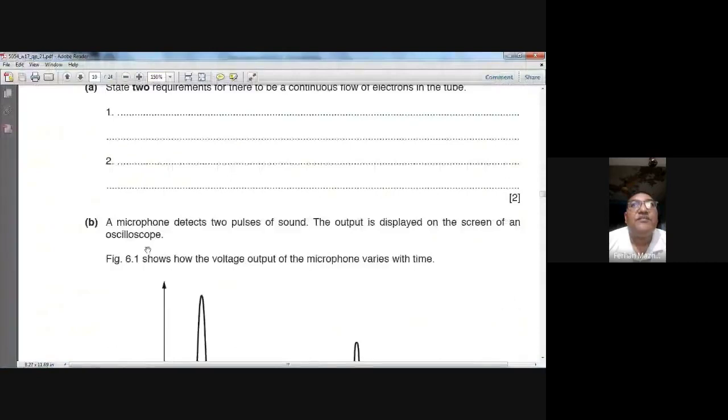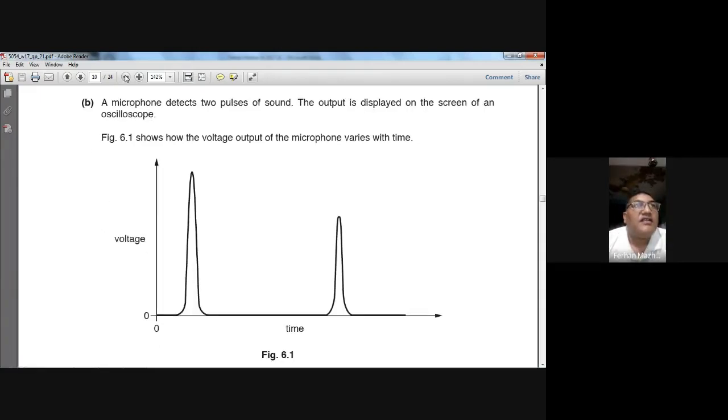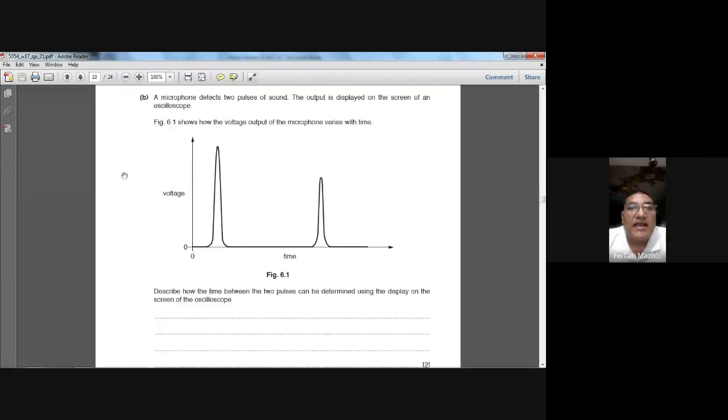We are moving to the B part of this question. A microphone detects 2 pulses of sound. The output is displayed on the screen of an oscilloscope. Figure 6.1 shows how the voltage output of the microphone varies with time. Describe how the time between the 2 pulses can be determined using the display on the screen of the oscilloscope. This is a display on the CRO screen of 2 sound pulses recorded by a microphone.